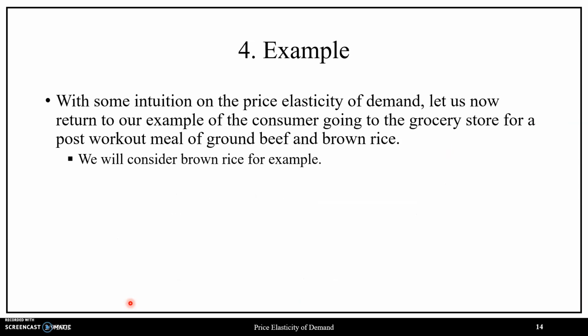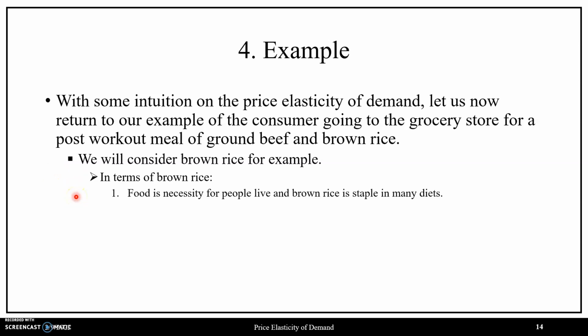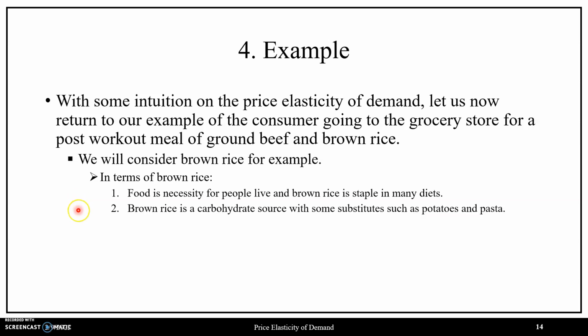So then, now that we have some intuition on the price elasticity of demand, let us return to our example of the consumer going to the grocery store for a post-workout meal of ground beef and brown rice that we've been using in our discussion of consumer choice, and in this case we'll consider brown rice for the example, where in terms of brown rice, food is a necessity, and brown rice is a staple in many people's diets. Not only that, brown rice is a carbohydrate source, but does have some substitutes in the form of potatoes and pasta, and is relatively low priced overall, and particularly compared to its substitutes.